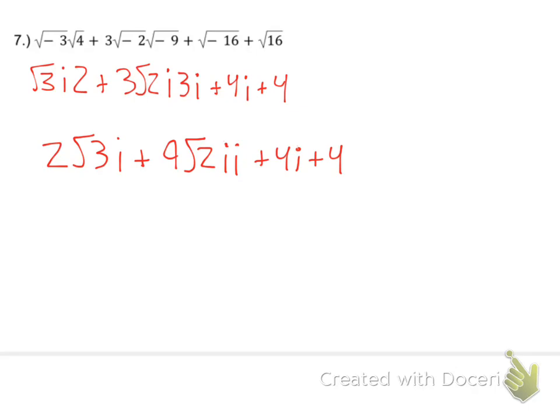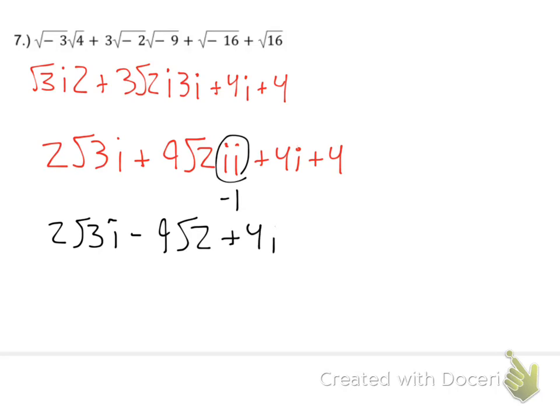Now I'll take care of my i's. Circle them up. They become what? Negative 1. In the large scheme of things, the only term that's going to change is which one? There's that middle one, right? So it's not going to be positive, it will be negative. Okay. Hey, look at that. There's actually no i's left attached to that. Plus 4i plus 4.